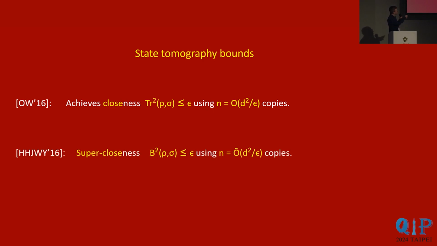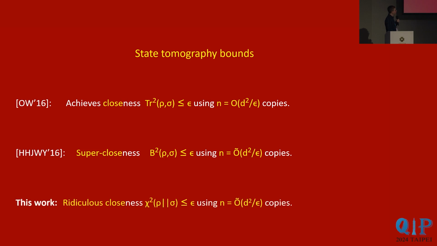And a similar result was proven around the same time that achieves super closeness, or infidelity, smaller than epsilon, with about the same number of copies. This O-tilde means ignoring some logarithmic factors in d and epsilon, which I will do in this talk. So this is mostly a strictly better result. And the work I want to tell you about today with Steve is that you can achieve even ridiculous closeness of your estimate using the same number of copies, essentially.